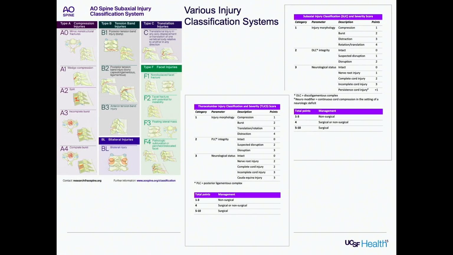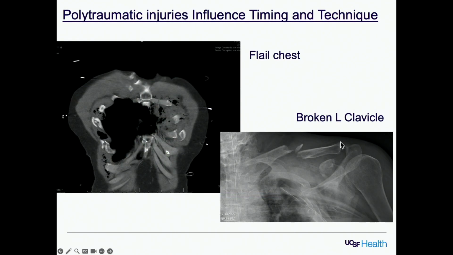So again, there are various classification systems. We don't have to go over those in detail, but the AO has several. Probably the most commonly used for thoracolumbar and cervical are the SLIC and the TLICS, which are usually just to help us decide which cases need to be stabilized acutely surgically. And then again, his other injuries, he had a flail chest with separation of multiple ribs from the sternum and then a broken clavicle.